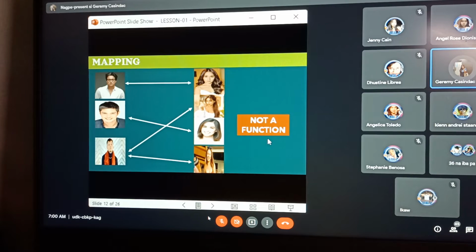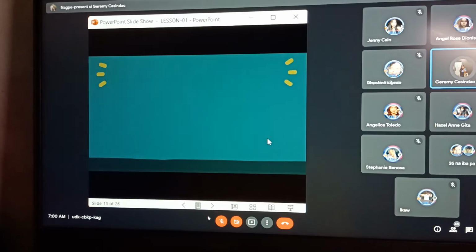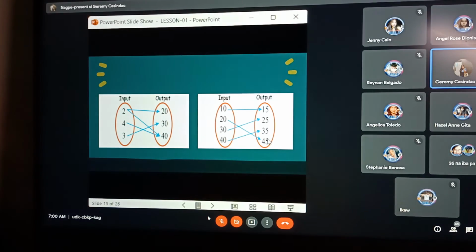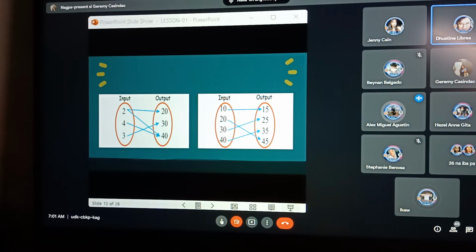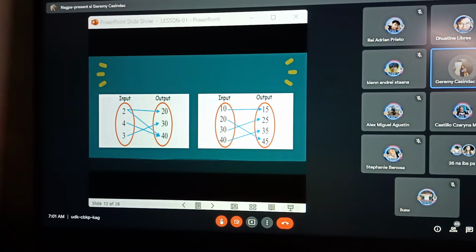Okay? Nakakasunod po bang lahat? Opo. Okay. Another example. So you are going to identify which one is a function. Is this the first illustration or the second illustration? Anyone? Permission to speak po. Okay, Prieto.